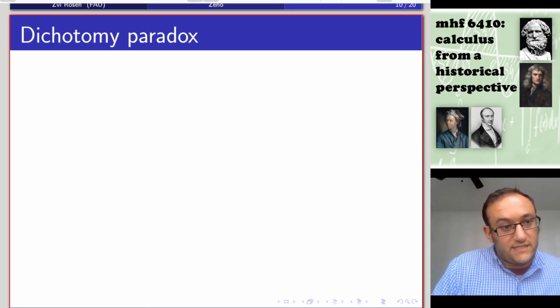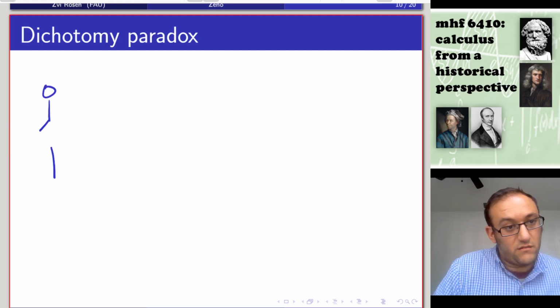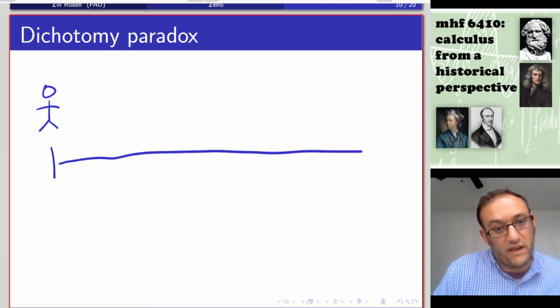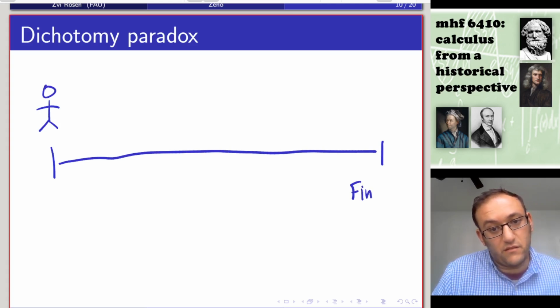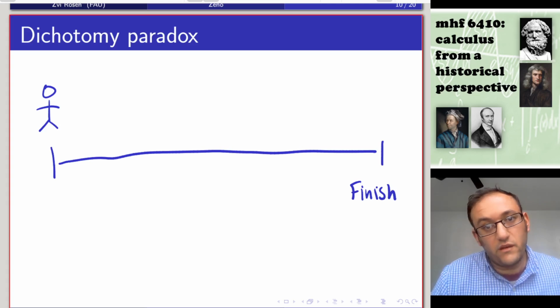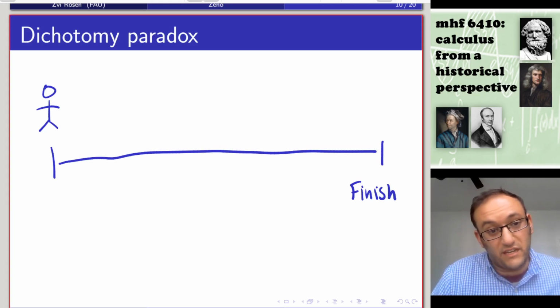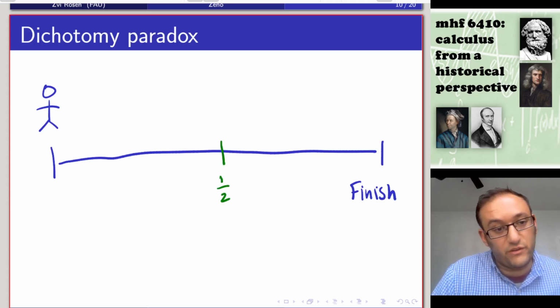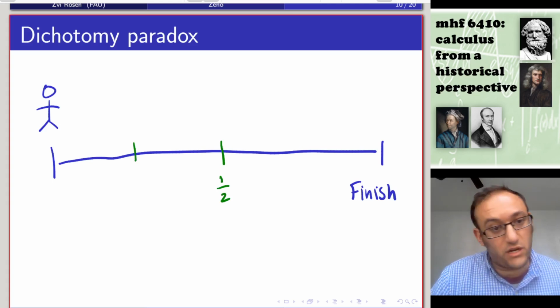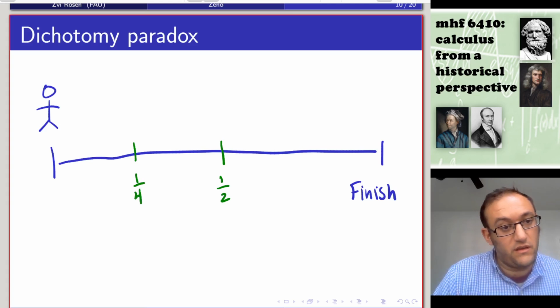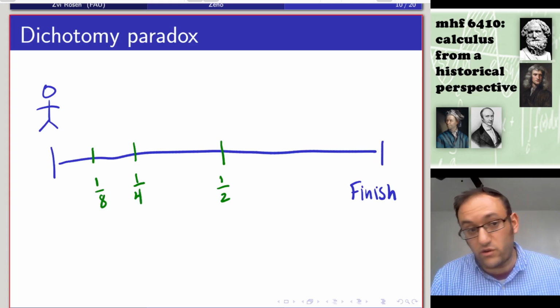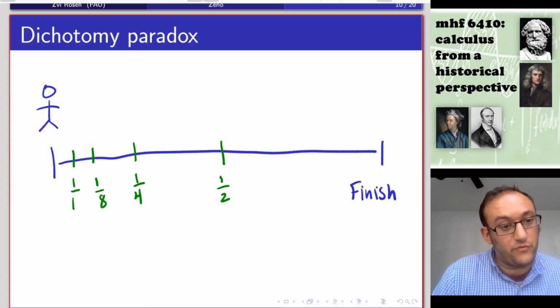So the idea here is, let's say you're over here, and you want to arrive at a finish line. Okay, so there is a list of things you have to do before you get to that finish line. In particular, you have to get halfway, and before you get halfway there, you need to get halfway to that halfway mark, so the 1/4 mark. And before you can get there, you have to get to the 1/8 mark, which is halfway to the 1/4 mark. And before that, you have to get to the 1/16 mark, etc., etc., etc.